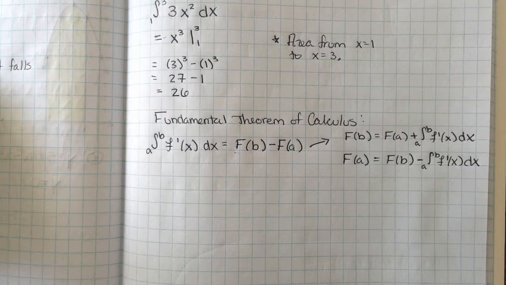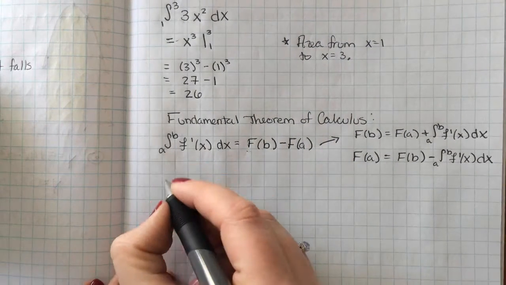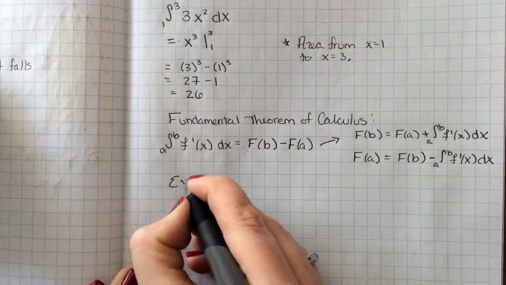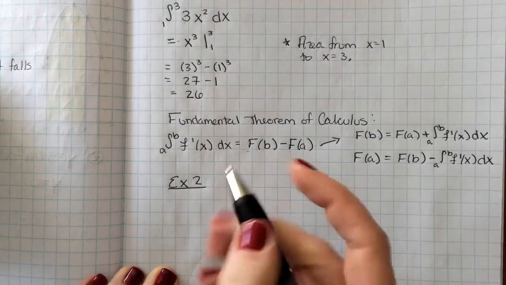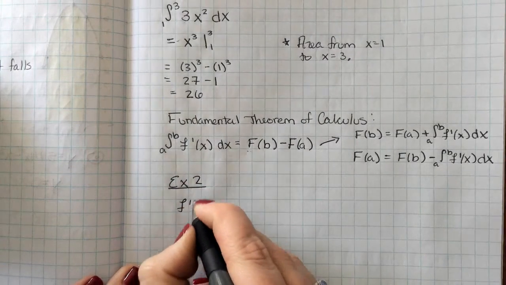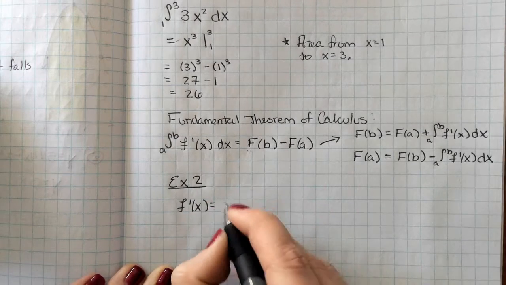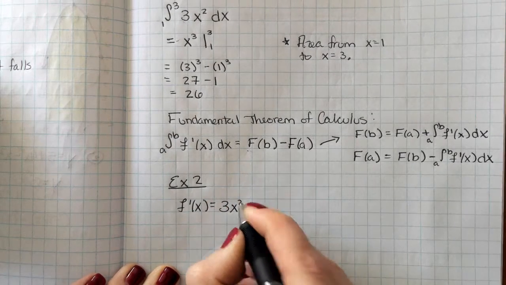We good? Okay. So here's how we're going to use it, and this usually gets used with pictures, which is why you guys are seeing those pictures on your second and third pages. So here's example 2 without the picture first. We know that F prime of x is going to be equal to 3x squared.